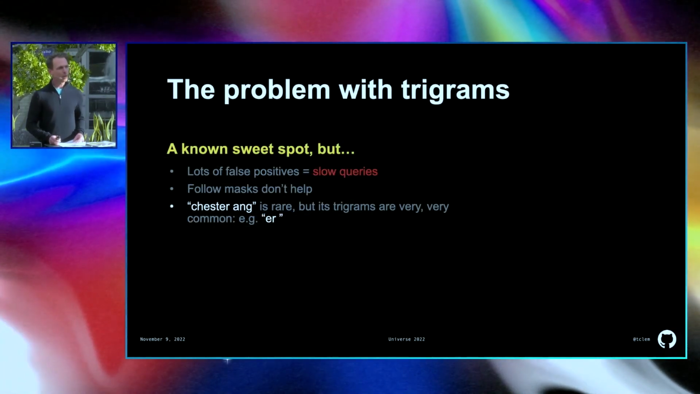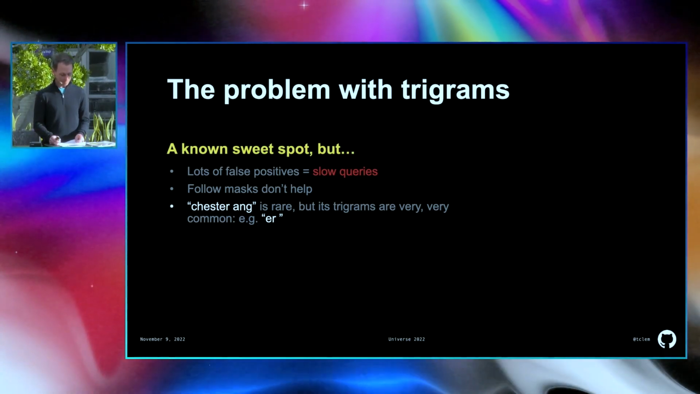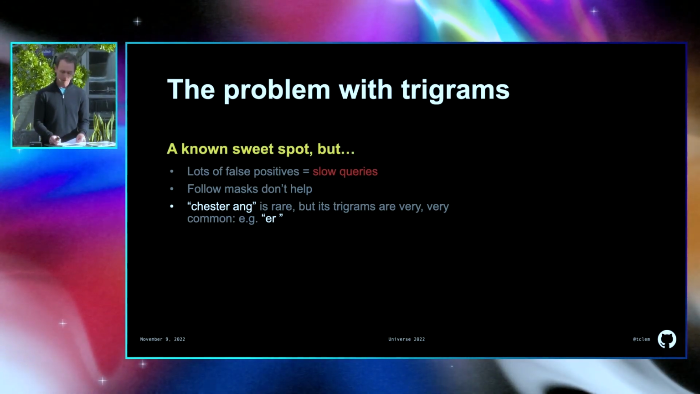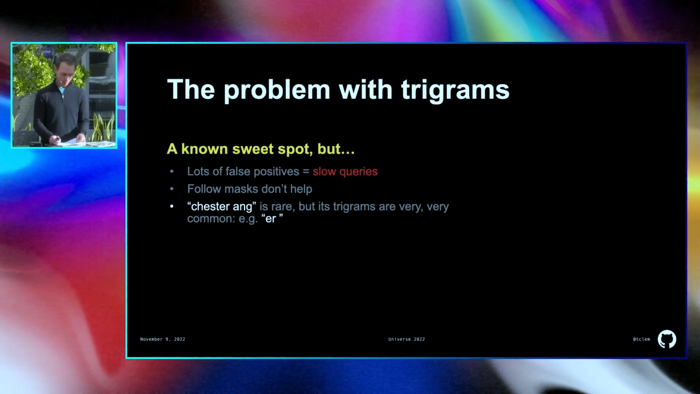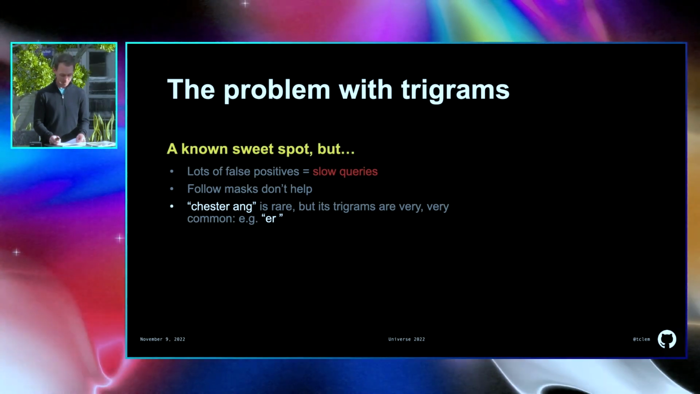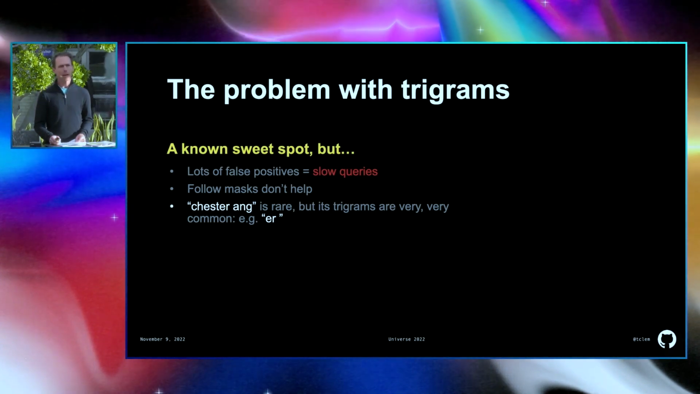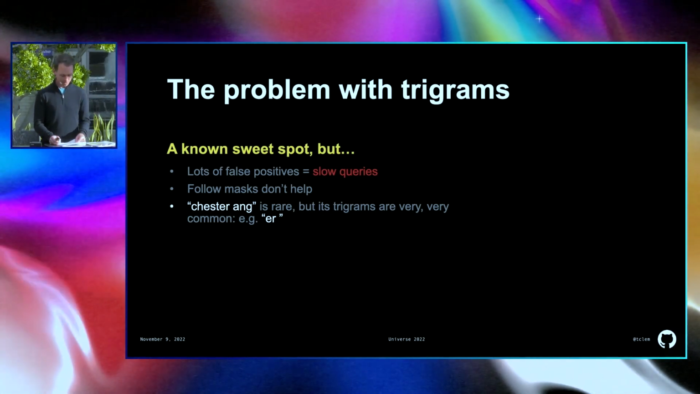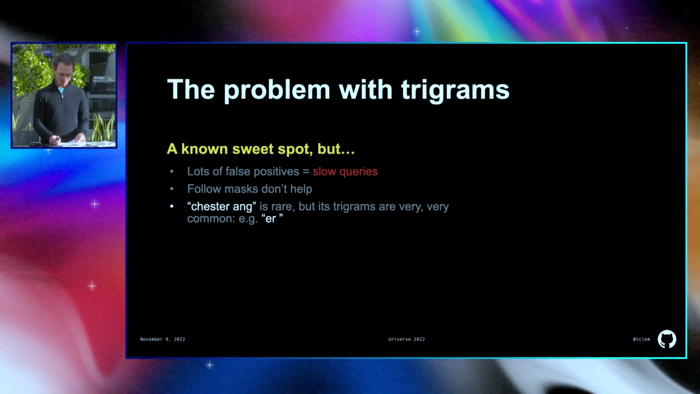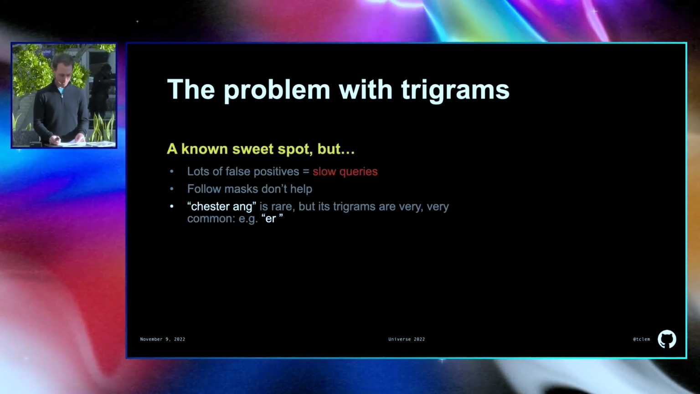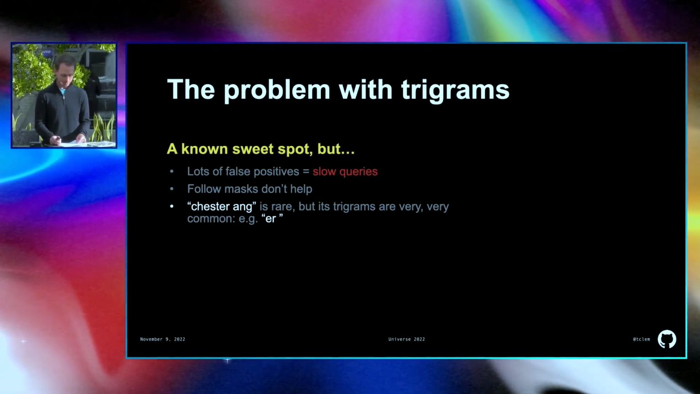While trigrams are a known sweet spot in the design space, as Russ Cox and others have noted, bigrams aren't selective enough, and quadgrams take up way too much space. They cause some problems at our scale. For common grams like ER space, trigrams just aren't selective enough. We get way too many false positives, and that turns into slow queries.